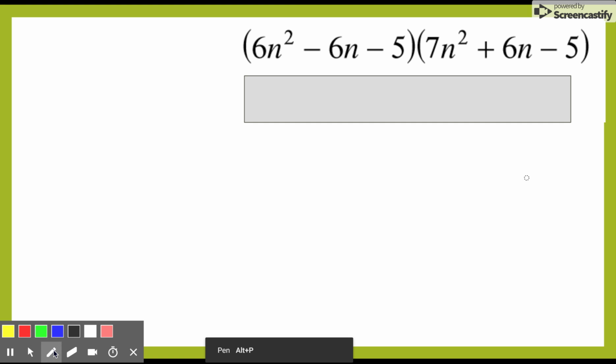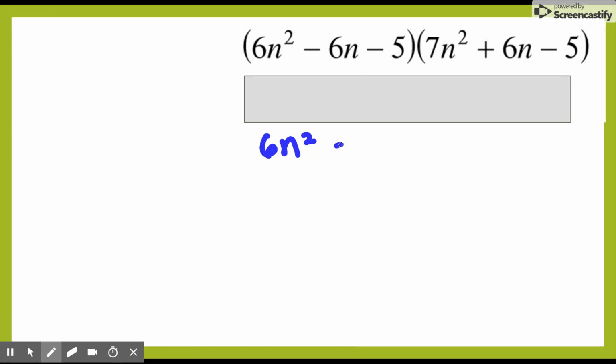So far we've done a binomial times a trinomial or a binomial times a binomial. Now we have a trinomial times a trinomial. So it's still the same method. We can still do the same thing. So we're going to start with 6n squared minus 6n minus 5. Along the side, we're multiplying that by 7n squared times 6n, plus 6n minus 5.